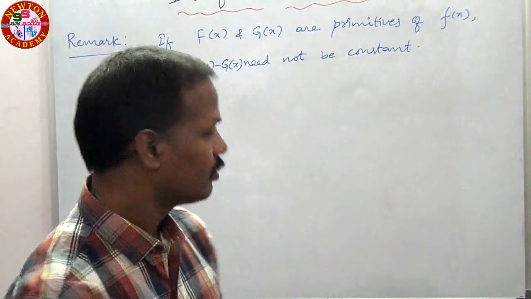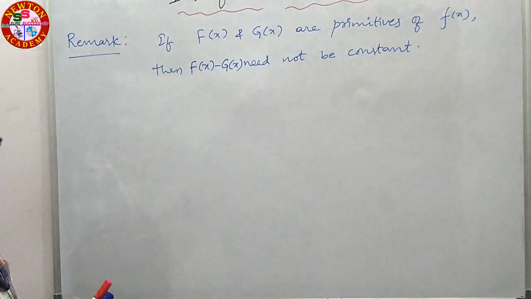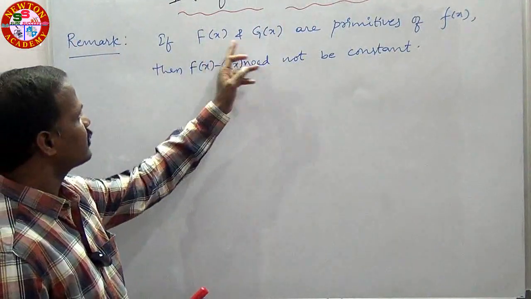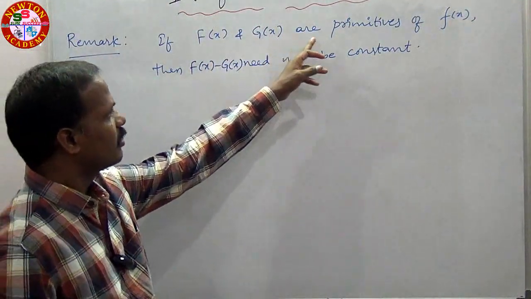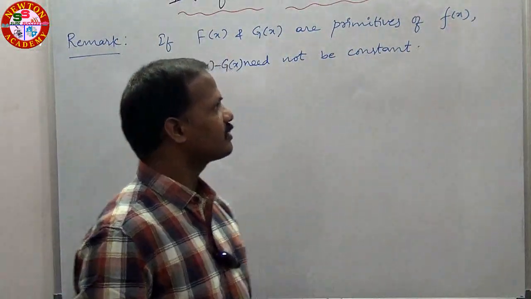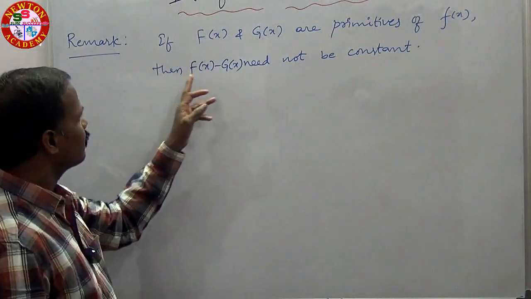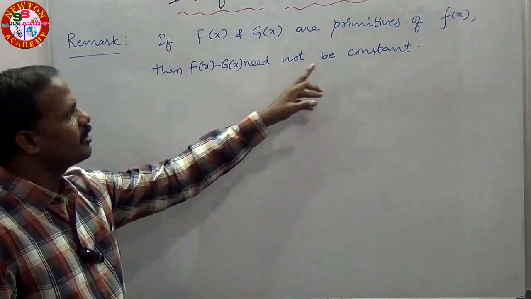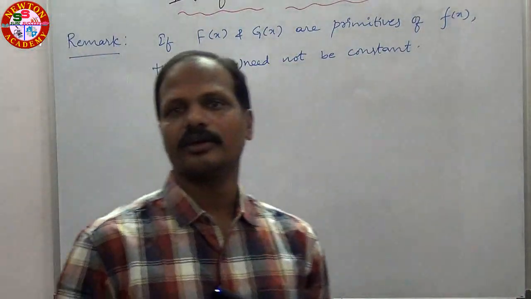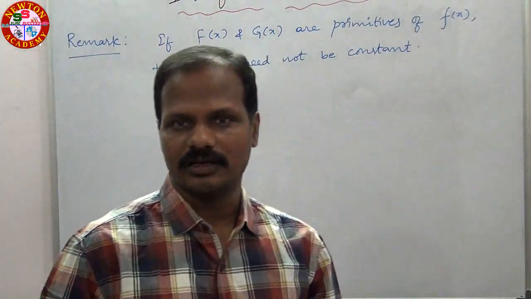Next remark. If F(x) and G(x) are primitives of f(x), then F minus G need not be constant. F minus G need not be constant.